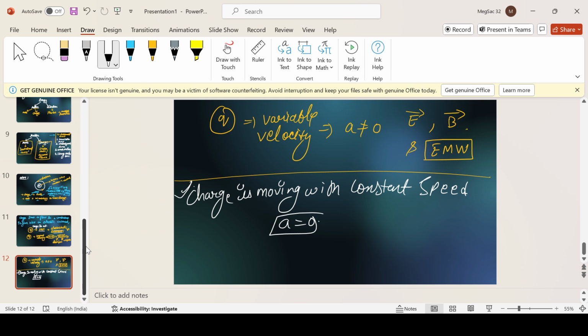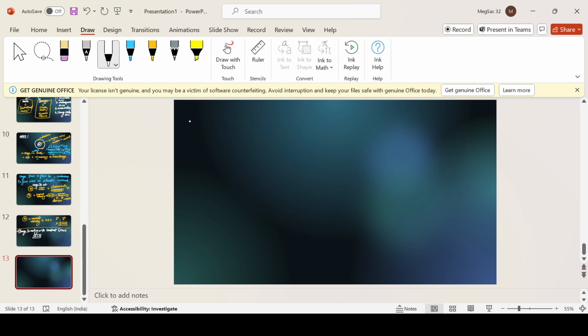ओके। ठीक। So now this charge is done, everyone got the charge, what is charge?